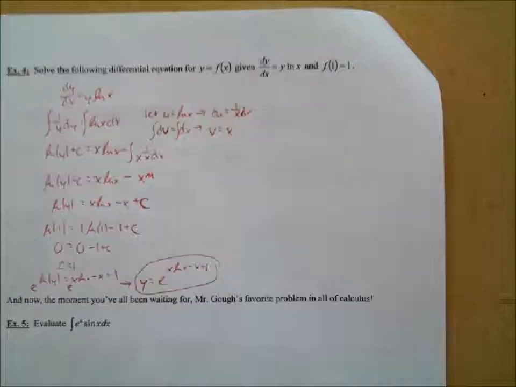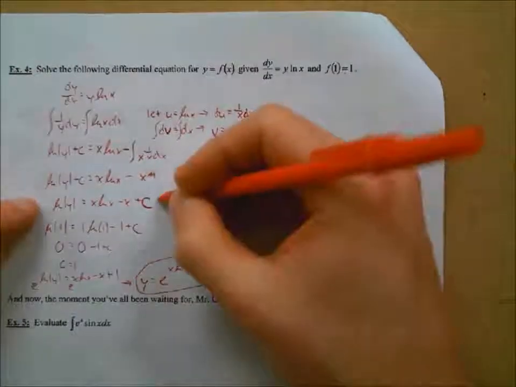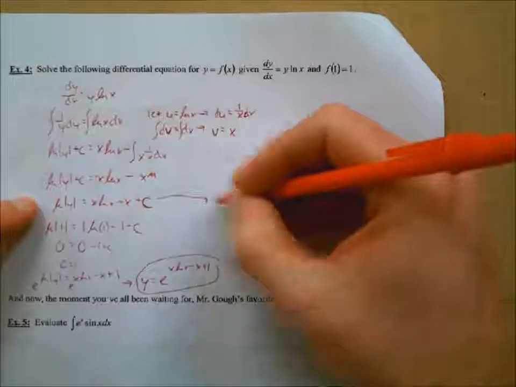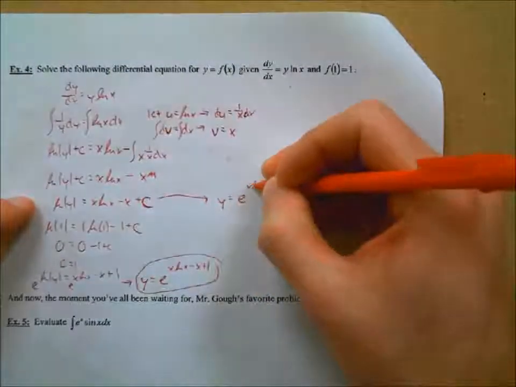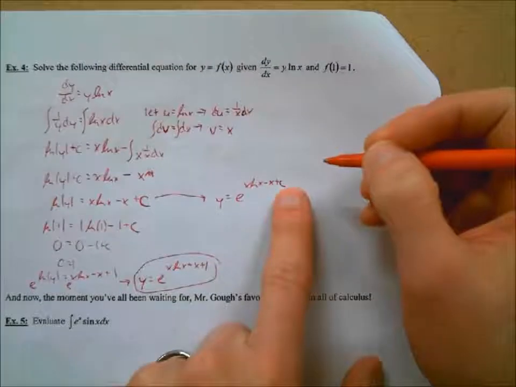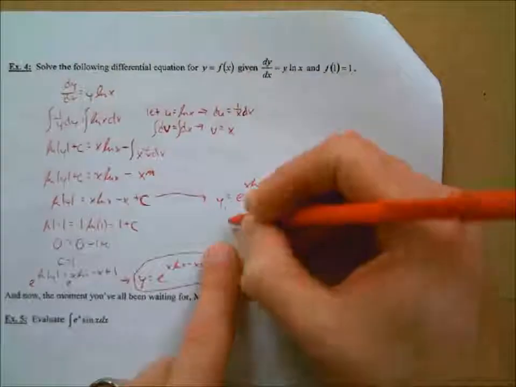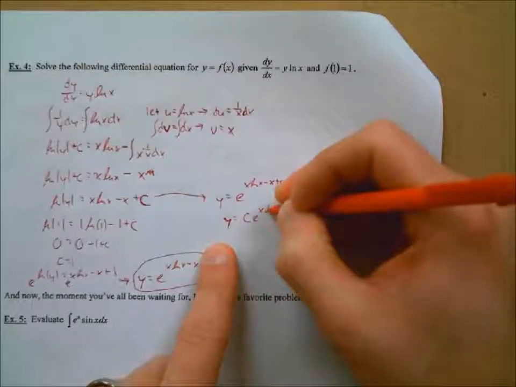All right, and I'll just quickly show, for those of you that like to solve for y first. If I solve for y first here, we would do e to both sides, and we get y equals e to the x ln x minus x plus c. Remember, when you have that plus c up in the exponent, you can bring that c out front and make the constant be y equals c e to the x natural log x minus x.